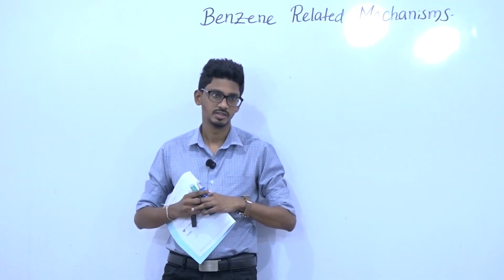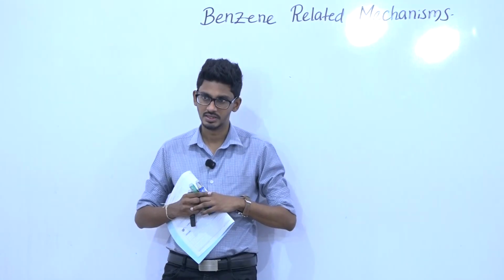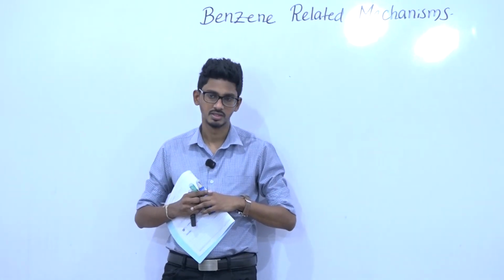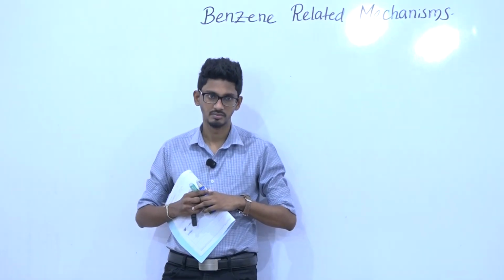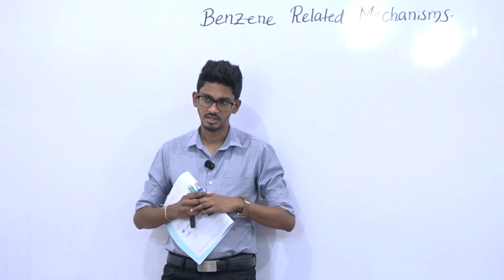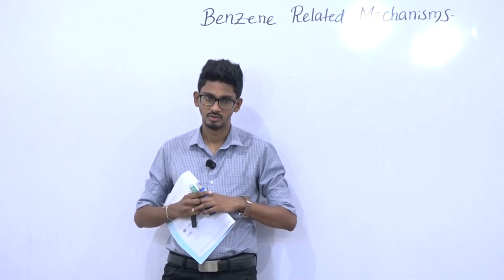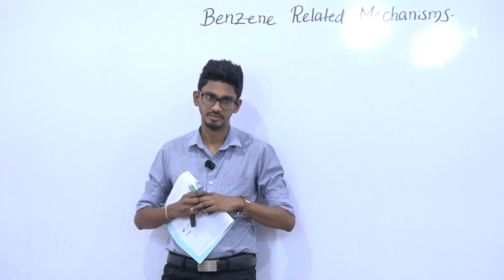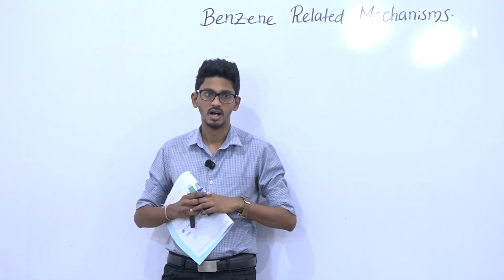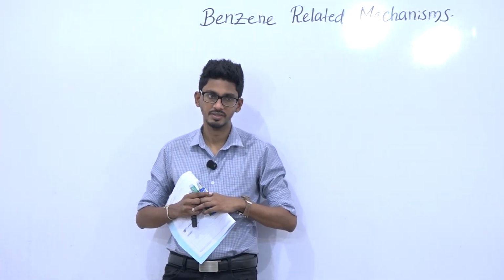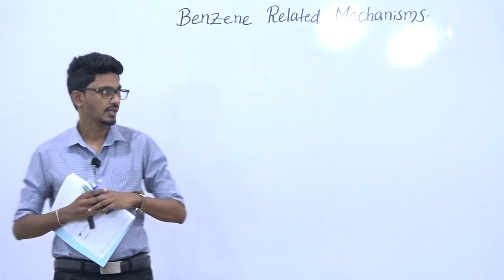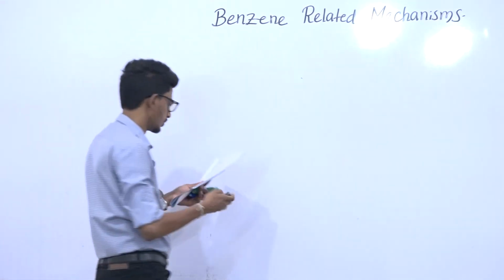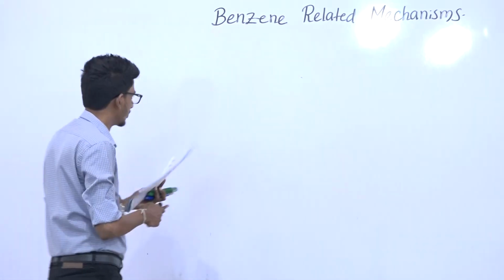Why is that? Because with the alkylation we have 2 types of mechanisms. With primary alkyl halides we go for one mechanism, and with tertiary alkyl halides we have another mechanism, right? So altogether 5 reaction mechanisms are to be studied under benzene chemistry. Let's start with the first one, mechanism number 5.